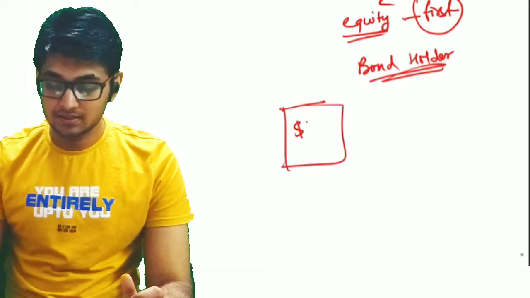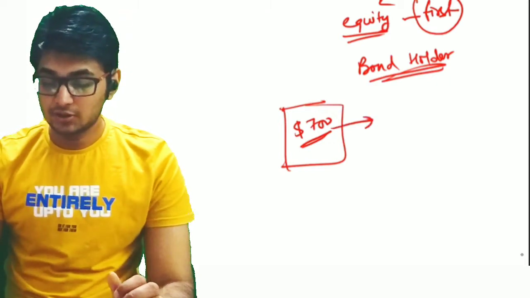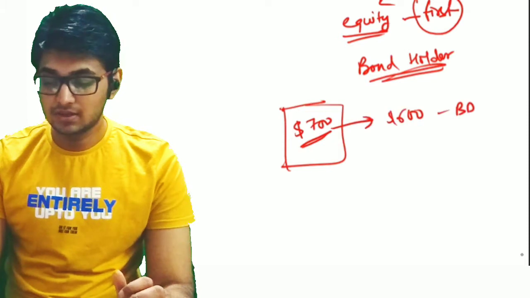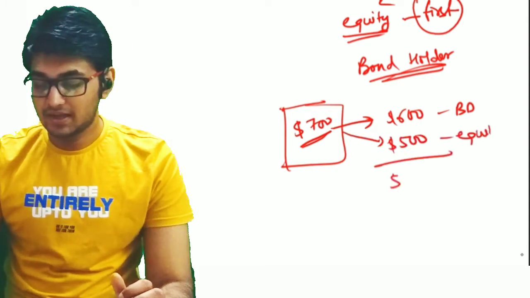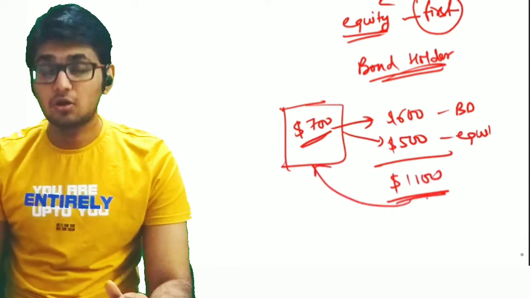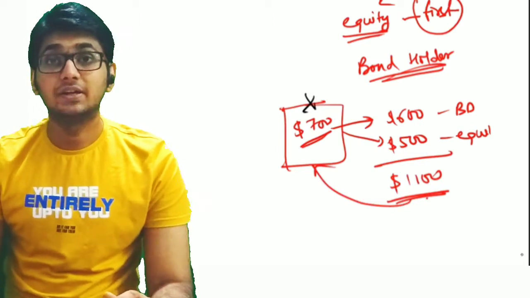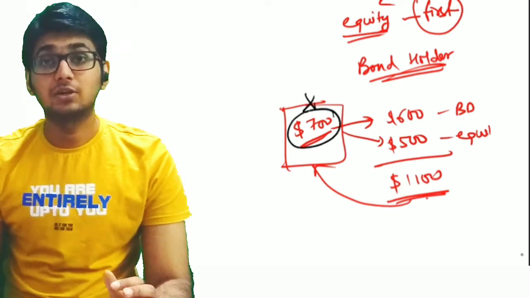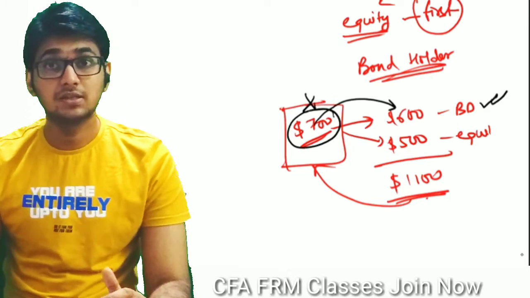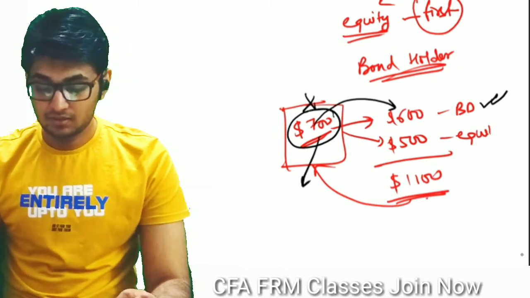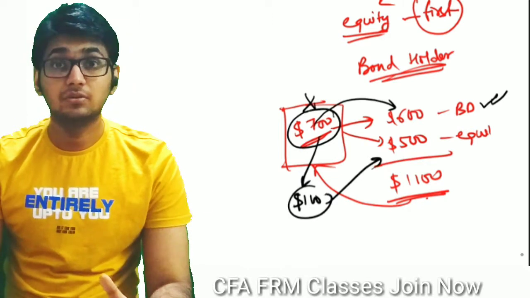Suppose there is an asset of worth $700 of Google, and they have issued $600 to bondholders and $500 to equity holders. So in total they have collected $1,100, but because of the loss of $400, their assets are now only $700. So Google wants to liquidate. Out of this $700, who is going to get their money first? First, they are going to repay the bondholders. Bondholders have invested $600, and they receive their $600. Now what is left? $100. This $100 will be given to the equity holders.